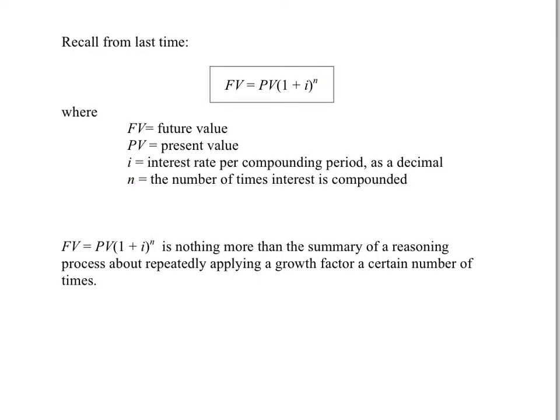That's the exponent. Right? So we could raise the weekly growth factor to the number of weeks that compounding takes place, or we could raise 1 plus I, the monthly growth factor, to the number of months that compounding occurs. The crucial thing to understand is that this formula is just a summary of the same reasoning process we've been using from the very beginning of this topic. We're repeatedly applying a certain growth factor, namely 1 plus I, a certain number of times, namely n. Right? So PV gets multiplied by 1 plus I n separate times.